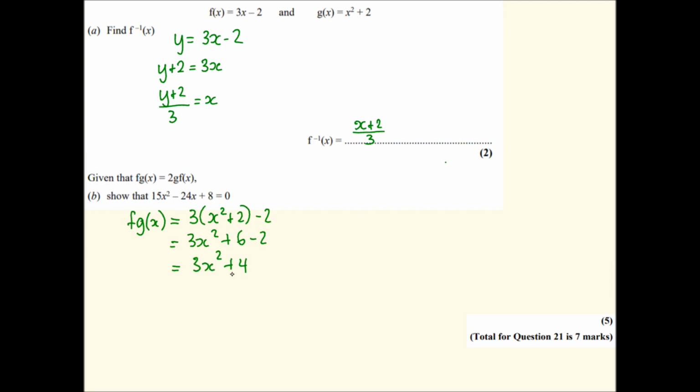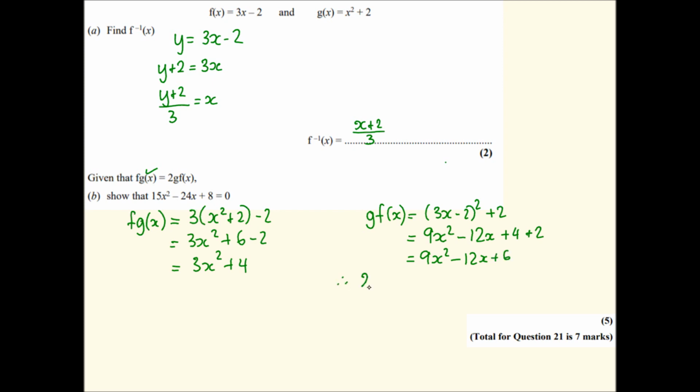We also need, so we've done that first part, we also need to work out 2g of f of x. So let's work out g of f of x first. So that's just a composite function the other way round. So I'm going to take f and replace it with x in my function g. So that's going to be 3x minus 2 all squared plus 2. We can expand that bracket. We'd get a 9x squared minus a 12x plus a 4 plus a 2. So altogether that's 9x squared minus 12x plus 6.